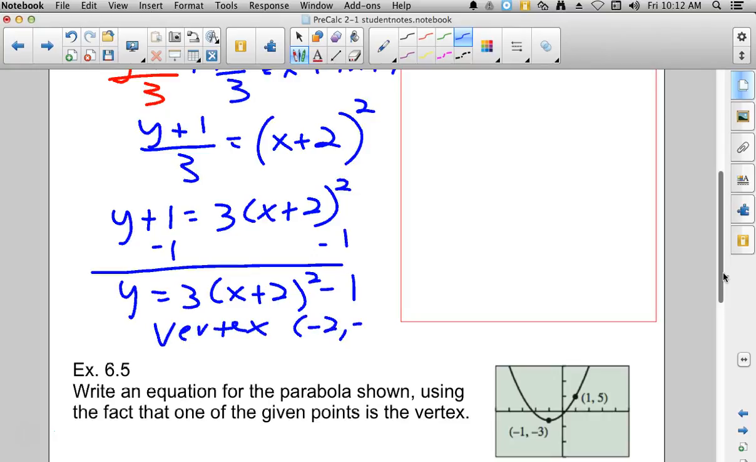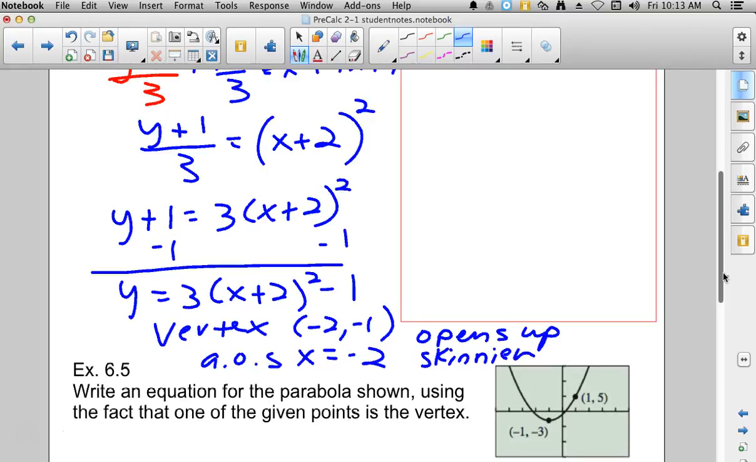-2, -1. The axis of symmetry is, of course, at x equals -2. Is this going to open up or down? Opens up. And just for good measure, is it going to be skinnier or fatter? Skinnier, yeah, we're doing the 3.